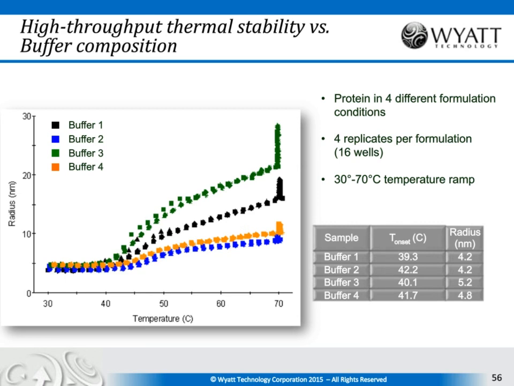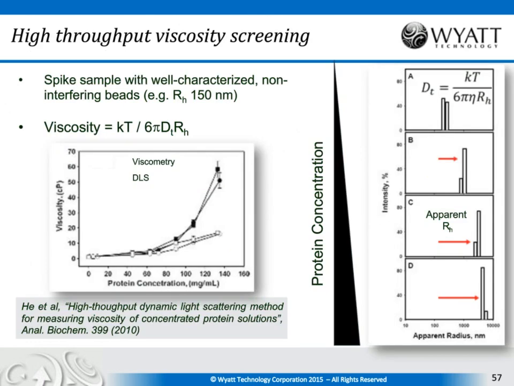You can even use dynamic light scattering to assess viscosity of highly concentrated protein solutions, and we do that by spiking into the solutions beads of a known size. Basically ignore the light scattering from the protein and only look at the light scattering from the beads. And the diffusion coefficient of the beads will depend on their known size and on the viscosity, which is eta in this equation. By inverting the equation here, we can determine viscosity based on the diffusion coefficient of the bead.